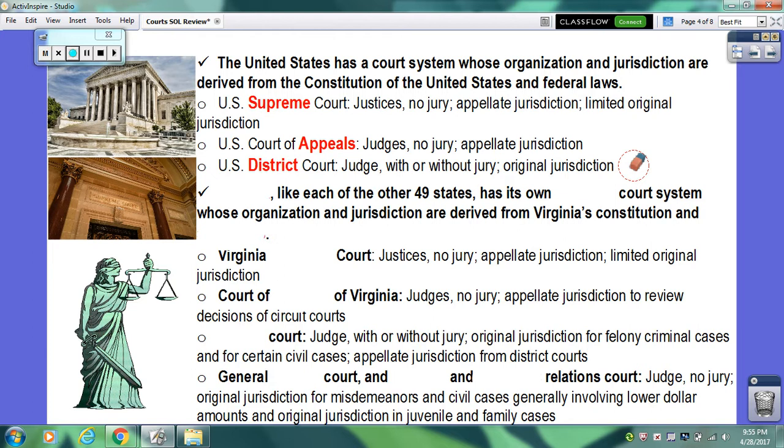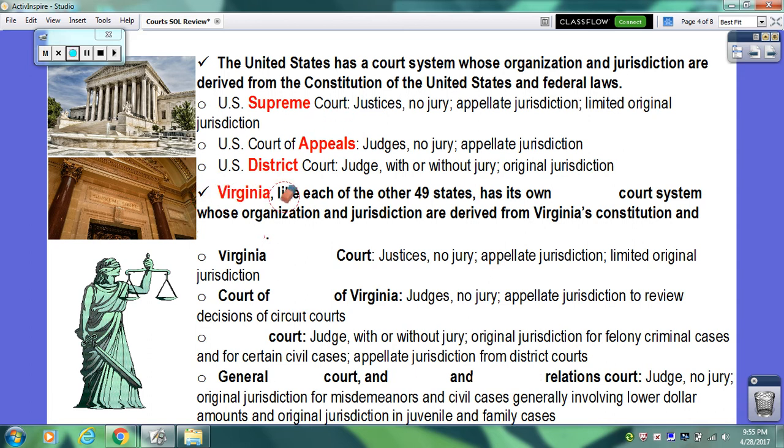So if you look at the federal courts and how they're structured, we have Supreme, we have Appeals, and we have District. The first letter of each of these courts would be S, A, and D. So you could say the federal courts are SAD to help you remember. So the federal courts would be SAD because Supreme, Appeals, and District. Let's move on to the next point here.